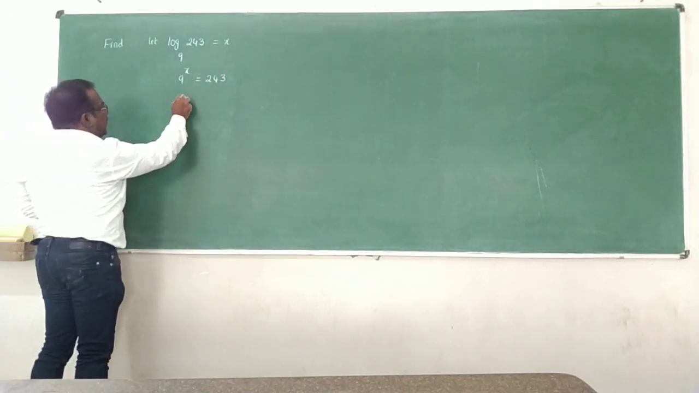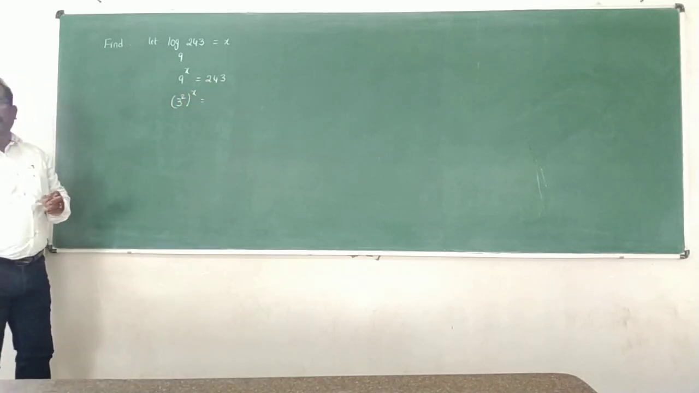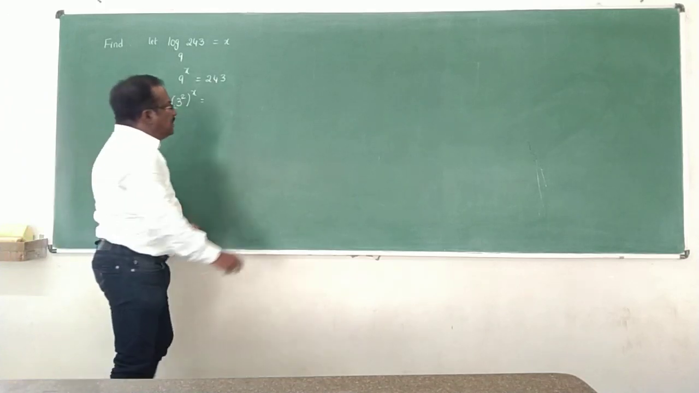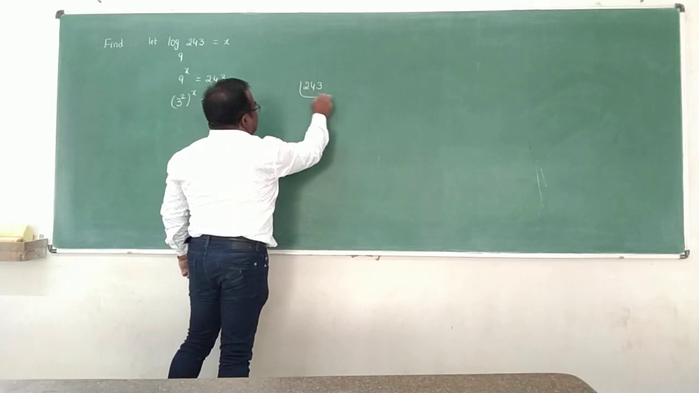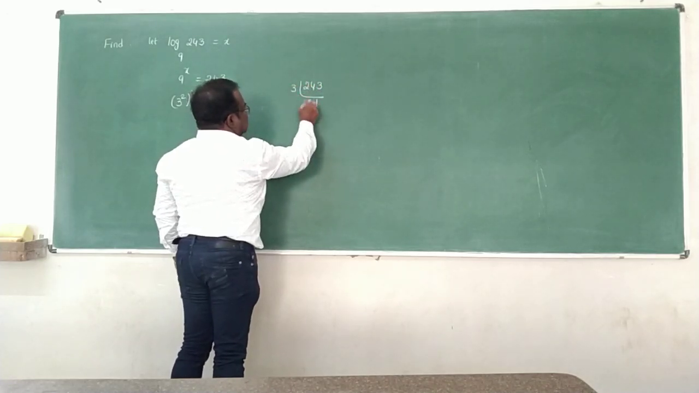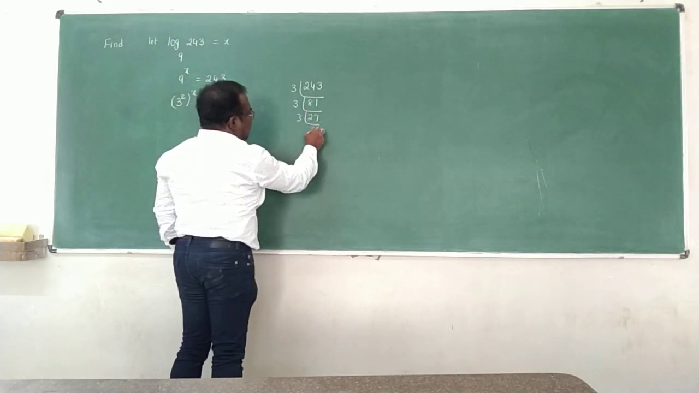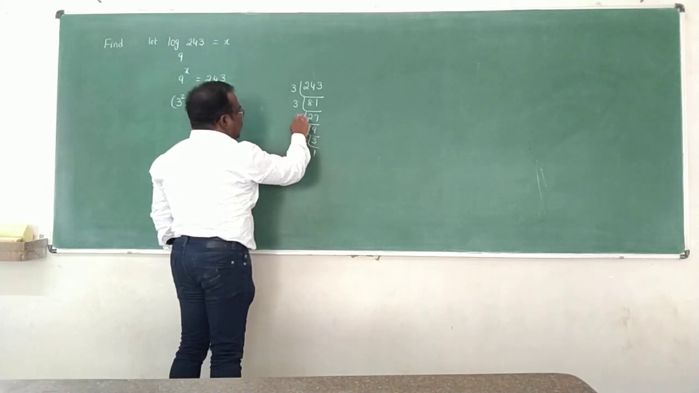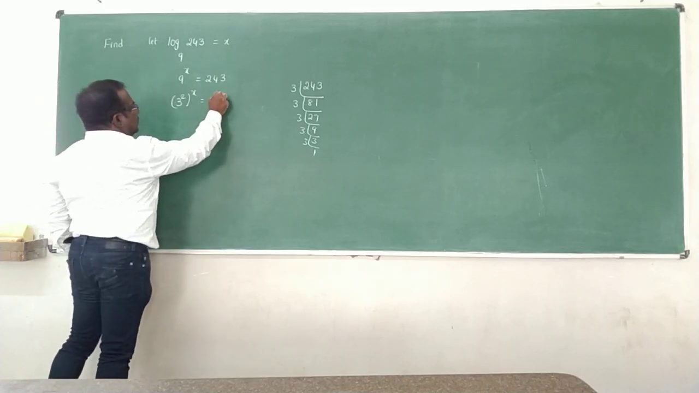9, can we write as 3 square whole power x? What about 243, children? How to write 243? Can we write 2 power 6 or 2 power 5? Let us see here. 243: 3 table, 81 times; 3 table, 27 times, 3 nines are 27, 3 threes are 9, 3 ones are 3. 1, 2, 3, 4, 5 times. So we can write it as 3 power 5, children.